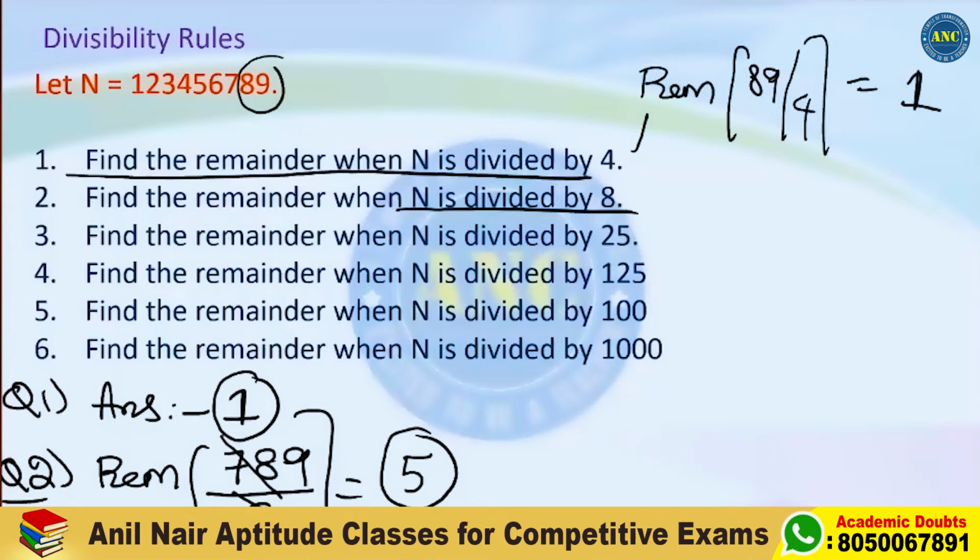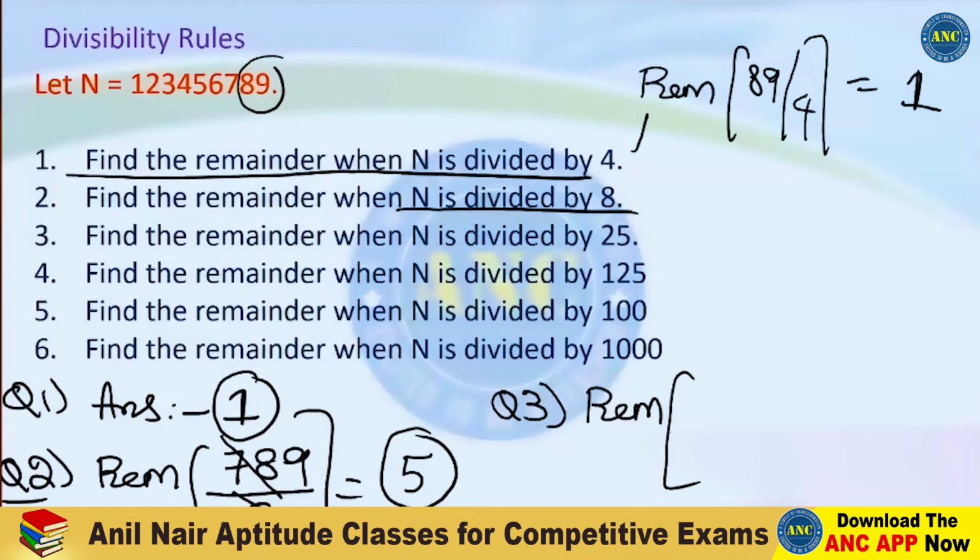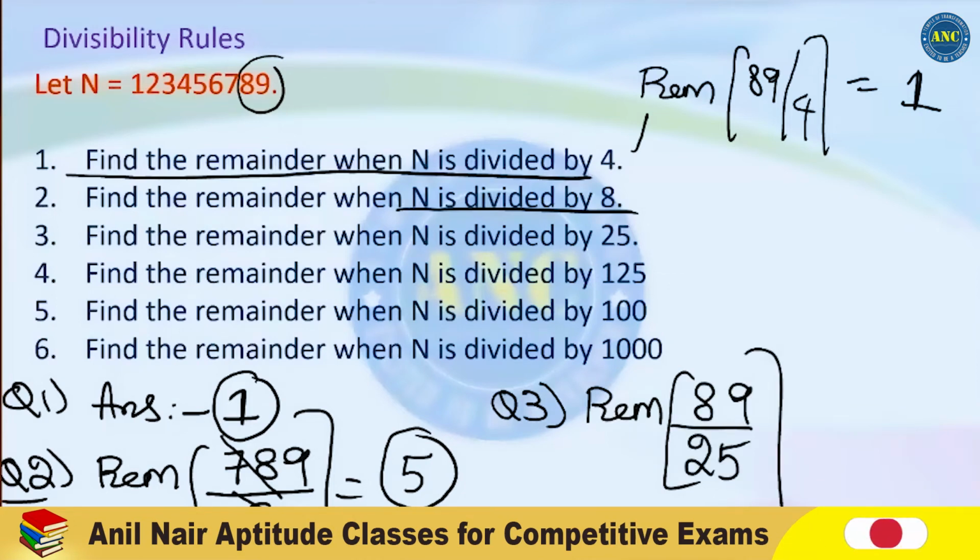Find the remainder when a number is divided by 25. 25 means last two digits should be divisible by 25. 89 divided by 25. 25 threes are 75. Remainder is nothing but 14. Question 1 is clear, question 2 is clear, question 3 is clear. Question 4.